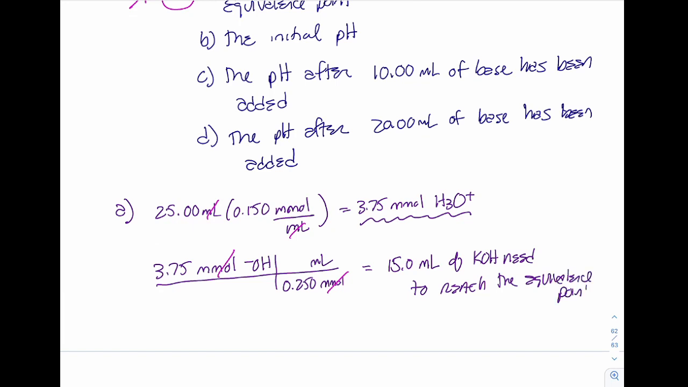So because this is a strong acid, strong base titration, after I add the 15.0 milliliters of potassium hydroxide, the pH of my solution is actually going to be 7.